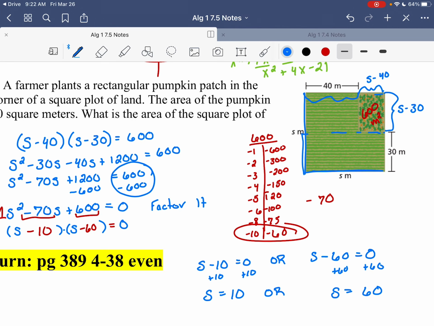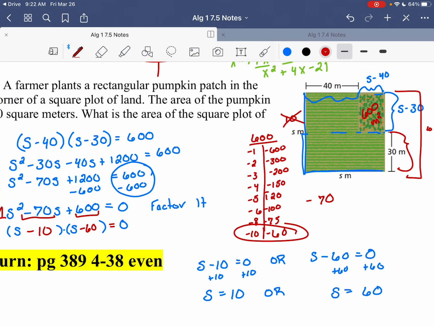Okay. So let's go back and look at our original problem. We have two different answers. Either the side could be 10. Well, if it's 10, it doesn't really make any sense because if the whole thing is 10, this little bit is 30. So the whole length can't be 10 if this little bit is 30. So 10 doesn't make any sense in terms of this problem. So the 10 doesn't work.